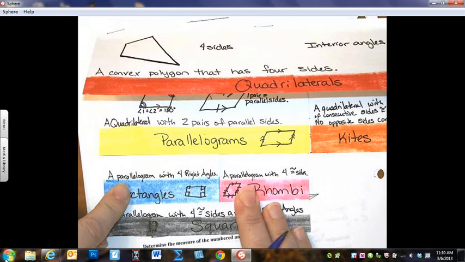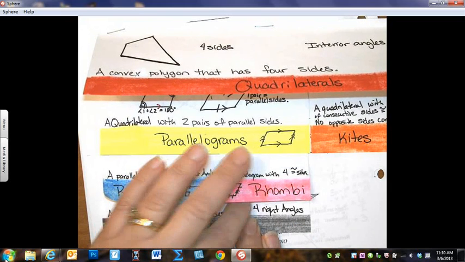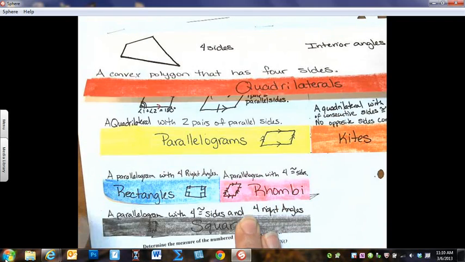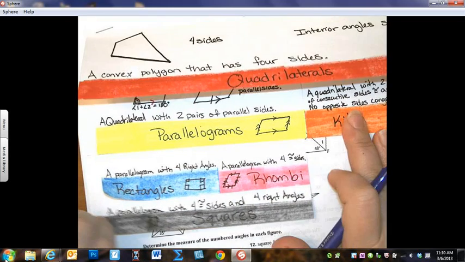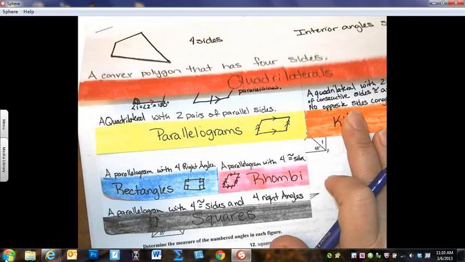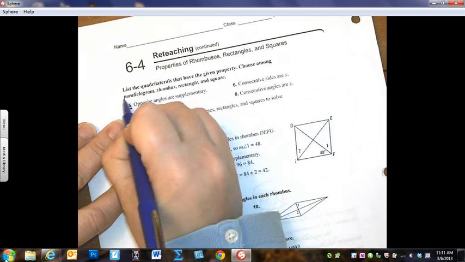But what about a rhombus? Does a rhombus have that property? Yes. What about a square? Does a square have that property? Yes. So in the case of these opposite angles being supplementary, we would list all 4 of these.